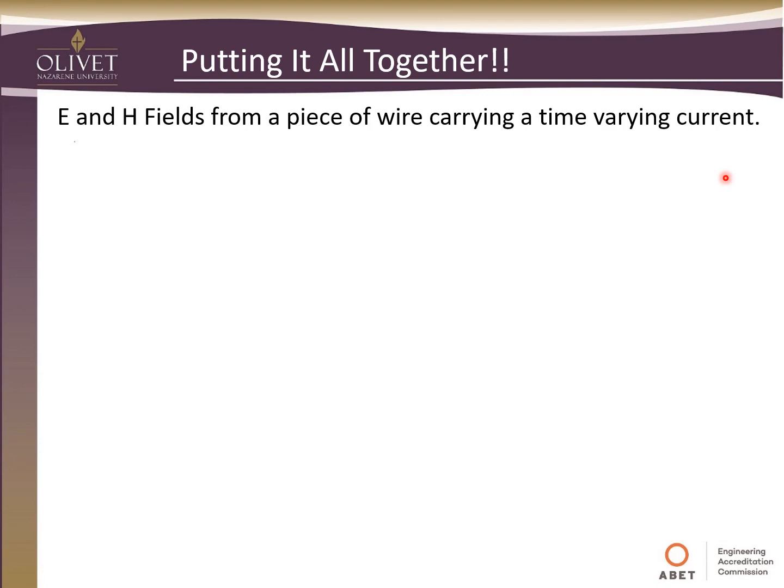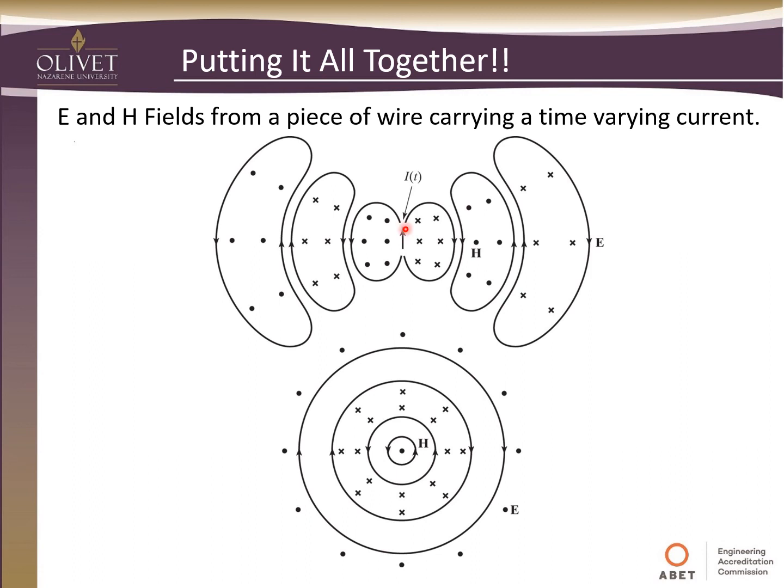But here's what it looks like. On the top view, here is a wire and the current, I of t, is traveling up the page. When the current flows, it creates a magnetic field, which is the arrows coming out and going in there, and it's alternating. If you look at this, this is the side view. Now the wire's coming in and out of the paper. So you can see here are your H fields, these circles, which correspond to these dots and X's up here.